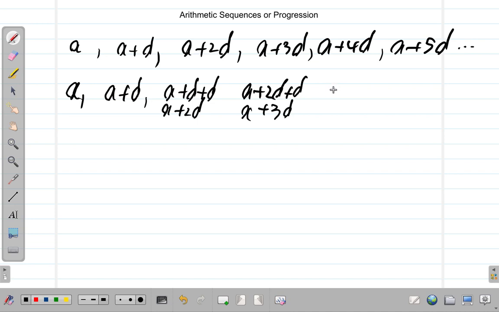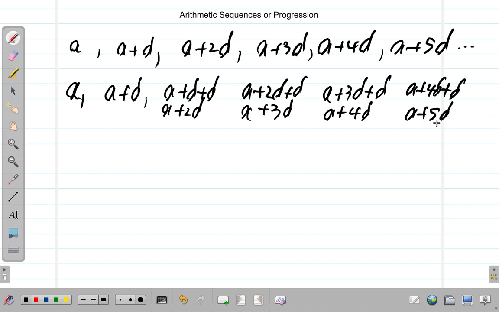To get the next term, you add d. Now remember, the term that we have now is a plus 3d, then you add d. So it becomes a plus 3d plus d, which is 3d plus 1d, becomes 4d. You have a plus 4d, you add d to get the next term, which becomes a plus 5d, and so on and so forth. Alright?